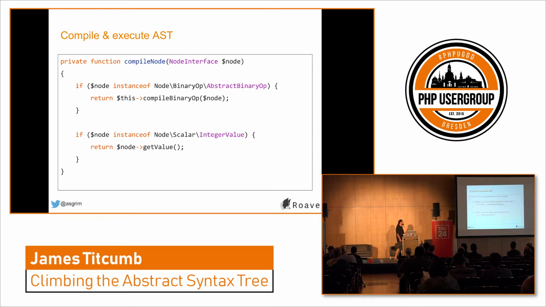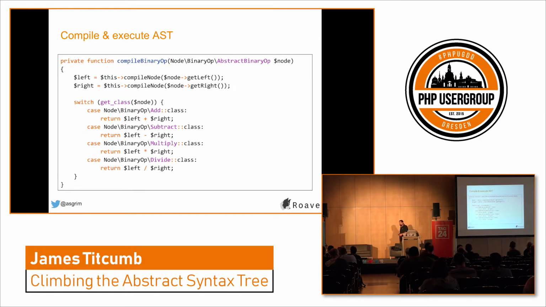So this is our main compile node function. If it's a binary operator, we're going to call another function, which we'll look at in just a moment. If it's one of our scalar integer values, then we're just going to return the value of the node. That's the lexeme we matched, and we put that into the integer value node, and that gives us the value. So that's going to be 2 or 3 or whatever the number is. We don't have any other kinds of nodes, so that's it. If we wanted to deal with white space, it doesn't matter. We just ignore white space anyway.